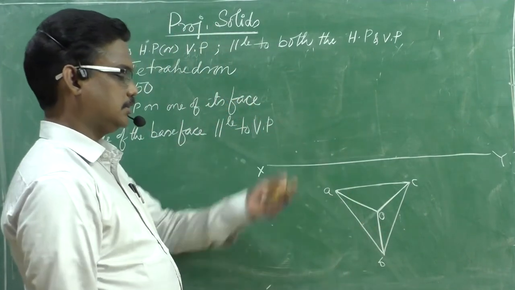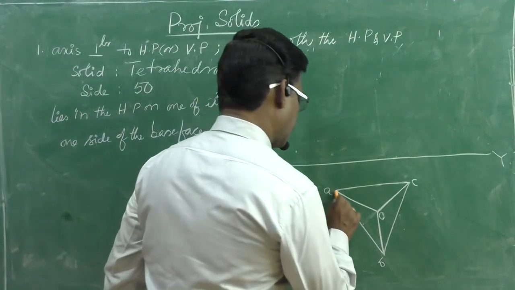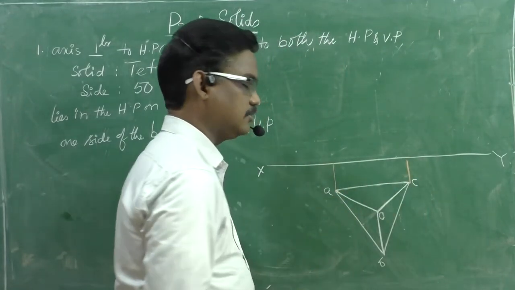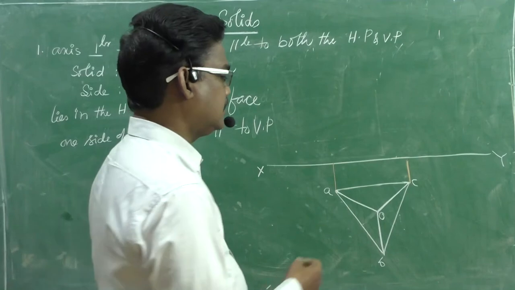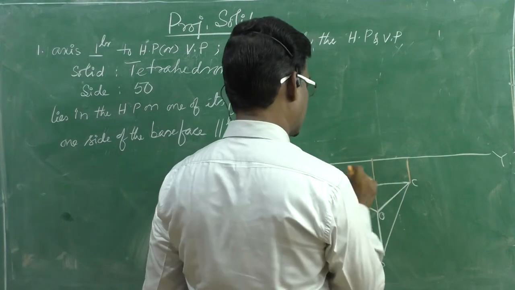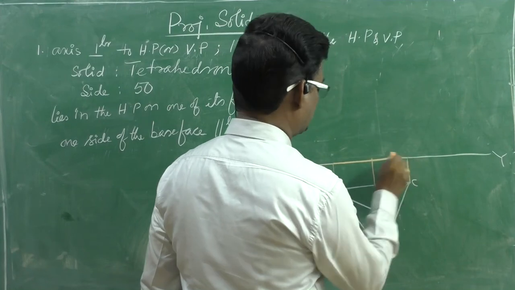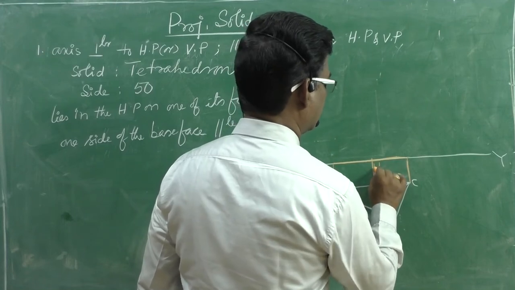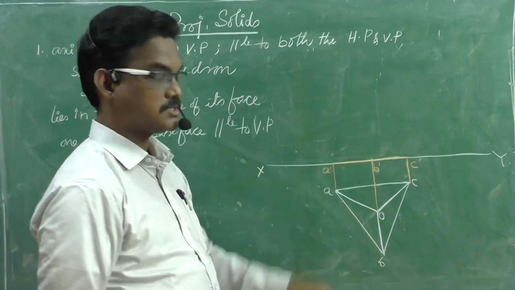Now we need to draw the respective front view. Project it upwards. When the base ABC lies in the HP, the front view coincides with the reference line. Therefore, up to the reference line I can project. This is A dash, B dash, and C dash.